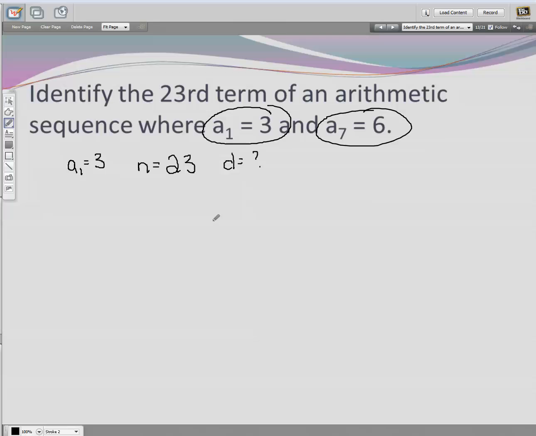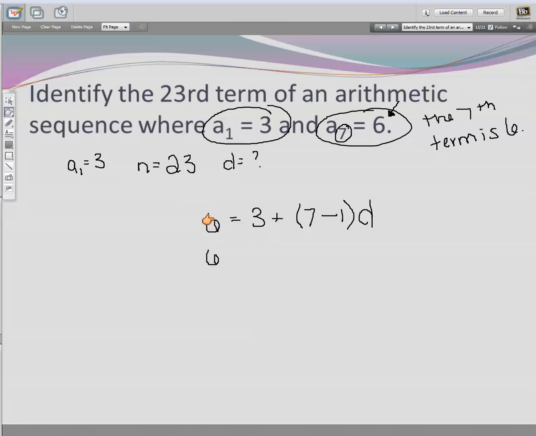So a sub n, so a sub 7 is 6 equals the first term, 3, plus n, well we said n was 7, times d, and we don't know what d is. So a sub n we said was 6, that's coming from right here. The 7th term is 6, and maybe I should write that out. So when I'm writing my formula, I get the 7th term is 6. So 6 equals the first term plus the 7 minus 1 times d.